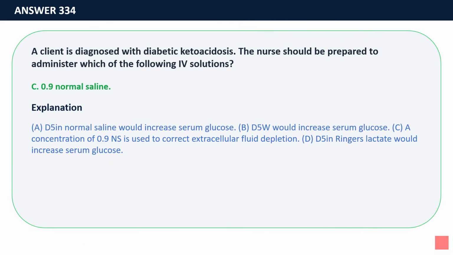Answer, C. 0.9 normal saline. Explanation, A. D5 in normal saline would increase serum glucose. B. D5W would increase serum glucose. C. A concentration of 0.9 NS is used to correct extracellular fluid depletion. D. D5 in lactated Ringer's would increase serum glucose.